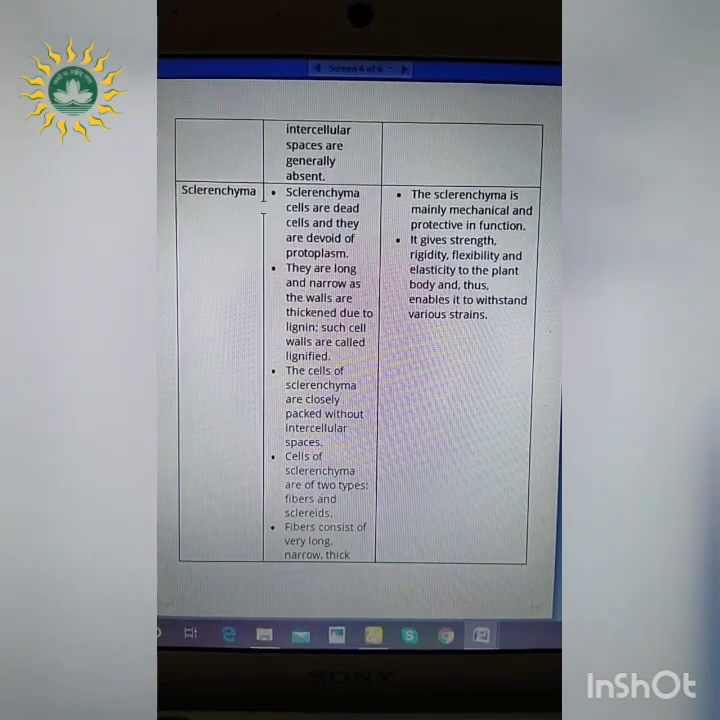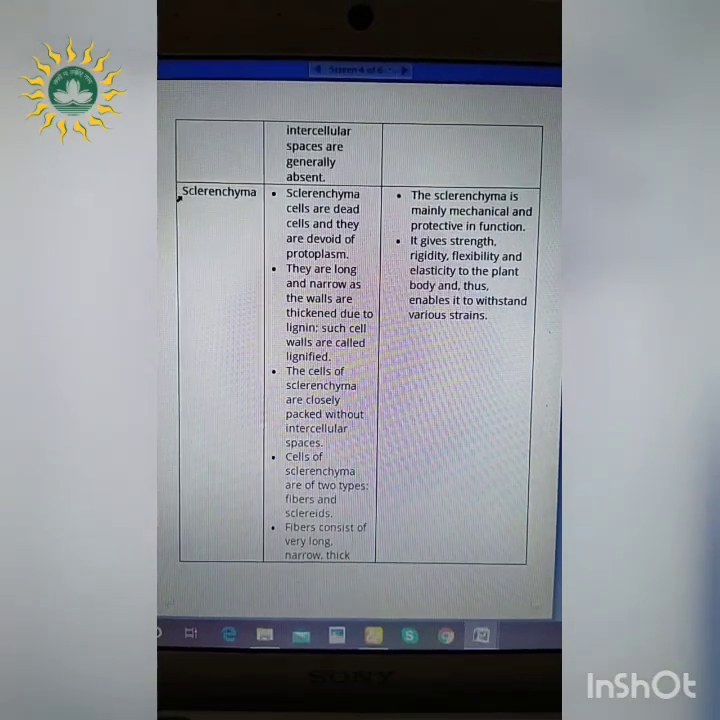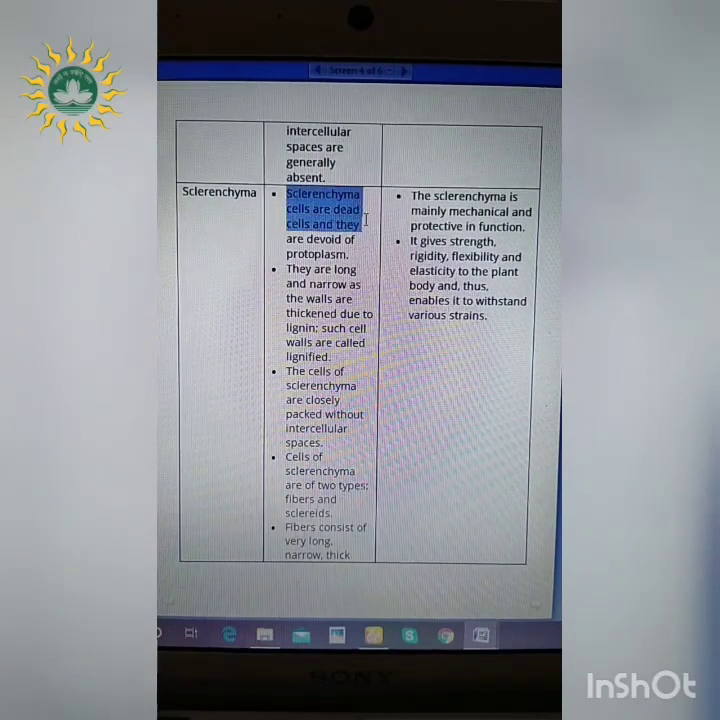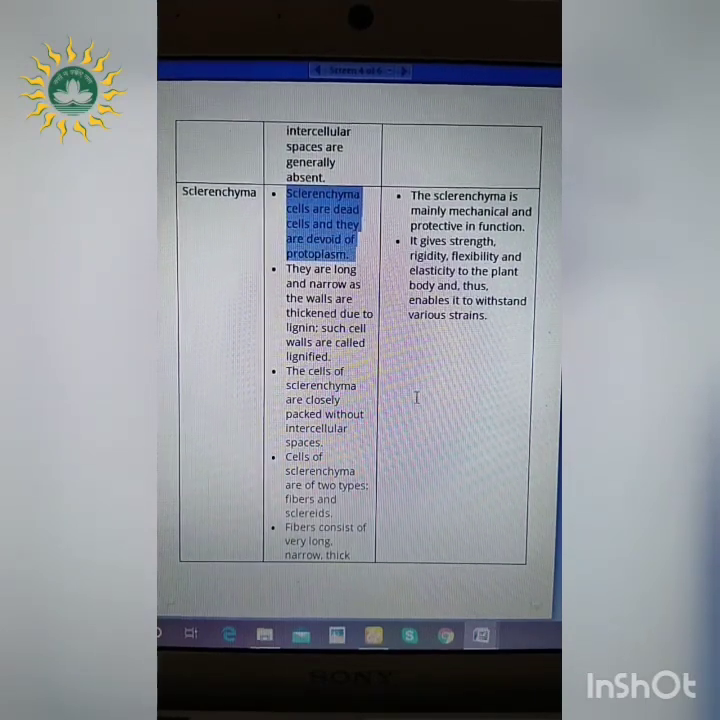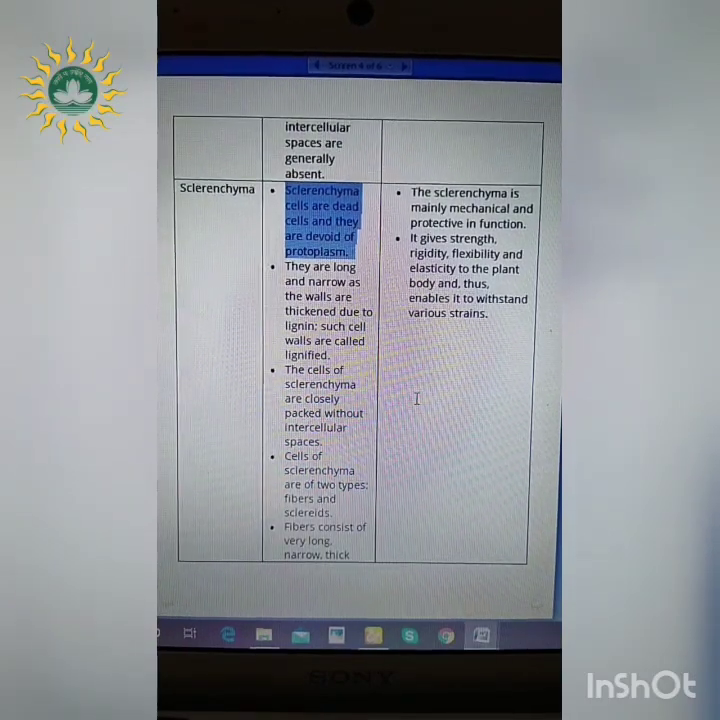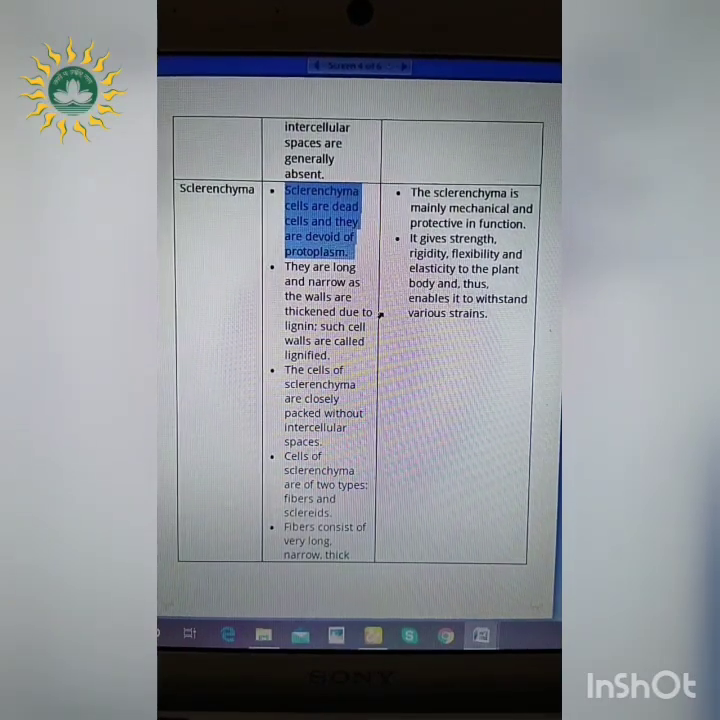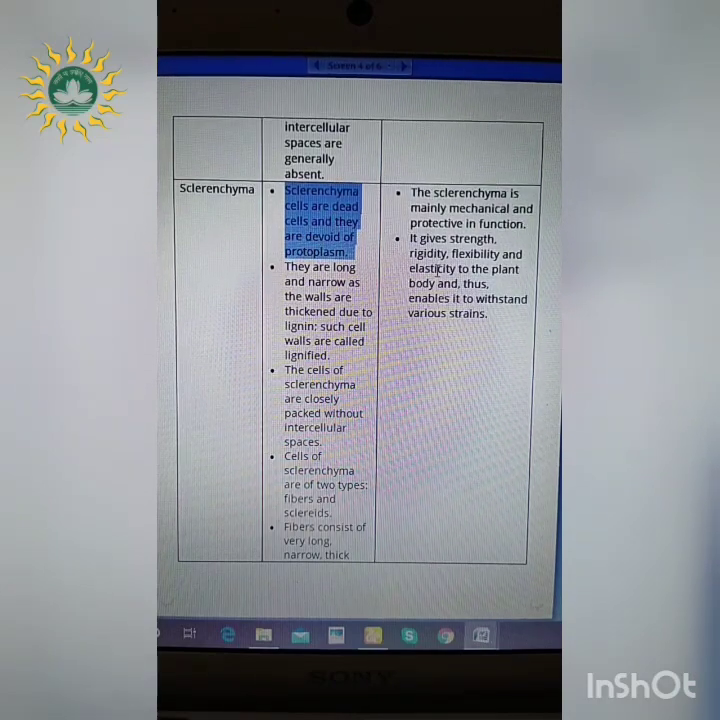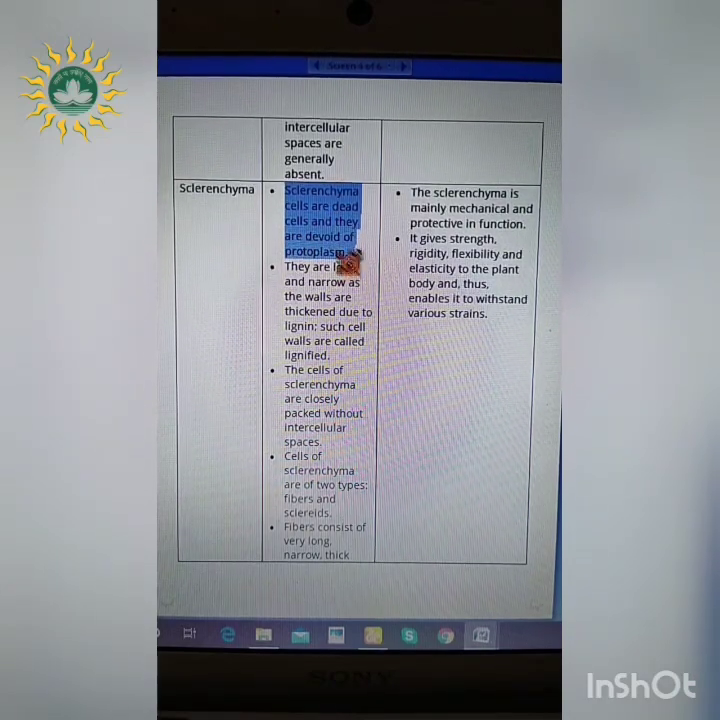The next type of tissue we'll move on to is sclerenchyma. The first character: sclerenchyma are dead cells, devoid of protoplasm. This is the first point where we can find the difference from the previous ones. The first two, the parenchyma and collenchyma, were both living, whereas the sclerenchyma are the dead ones and do not consist of any protoplasm.